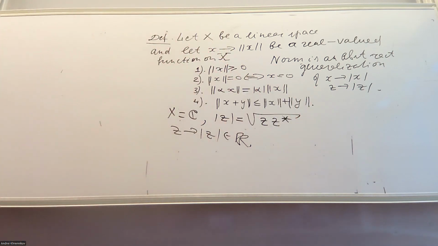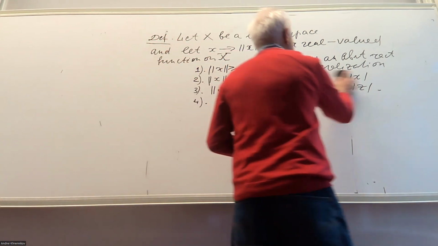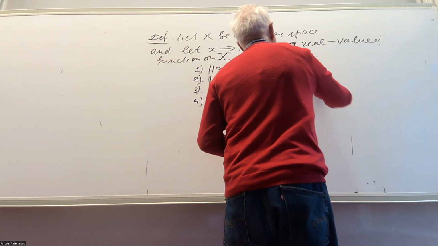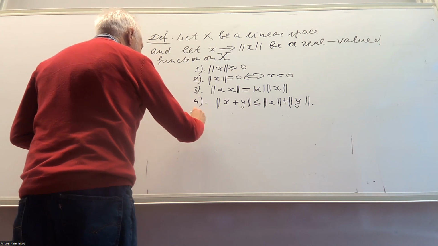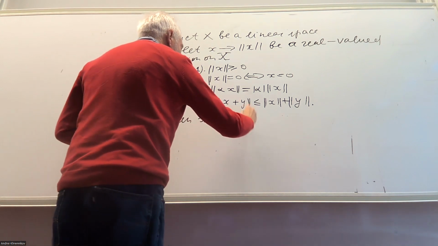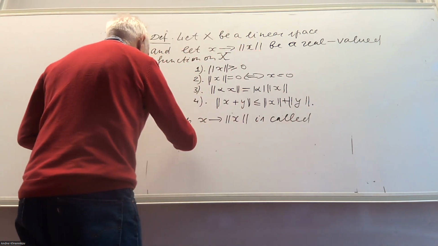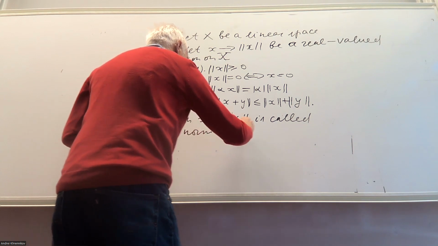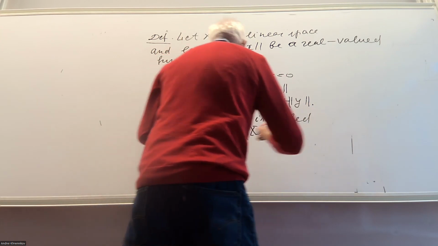So this is an abstract list of properties of absolute value, which are now considered as axioms. Then this map is called a norm. And X with this norm is called a normed linear space.